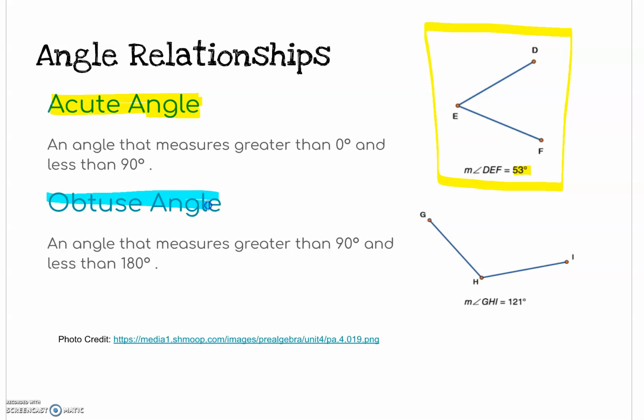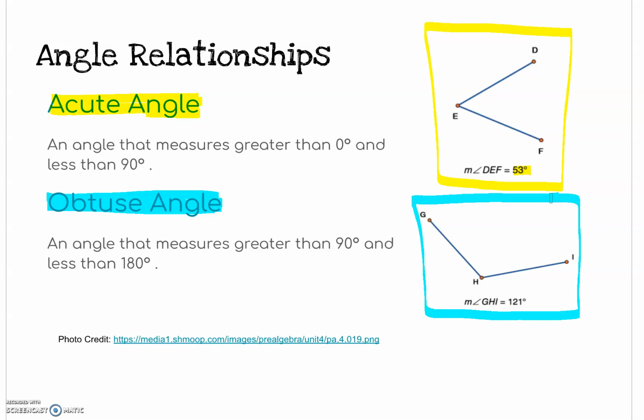An obtuse angle is an angle that measures greater than 90 degrees and less than 180 degrees. Angle GHI is an example of an obtuse angle. Its measure is 121 degrees.